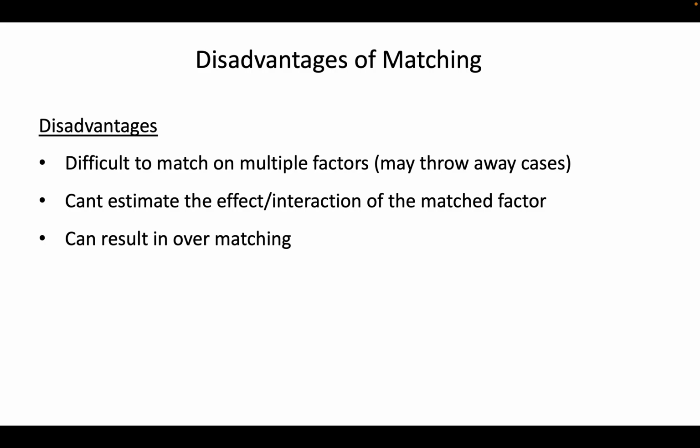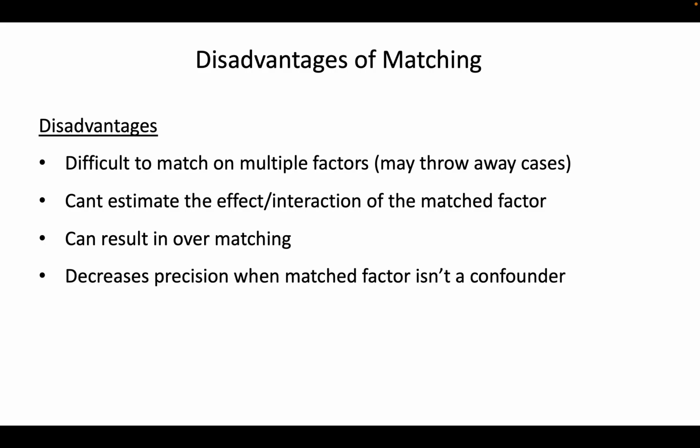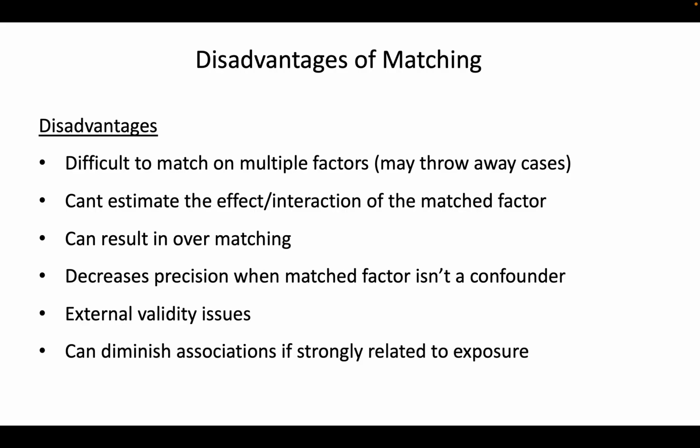It can result in overmatching, which we talked about. It can decrease precision when the match factor isn't a confounder. That's kind of related to overmatching. It can have external validity issues, where you have this population that's matched and the world isn't matched, so it's different in that way.